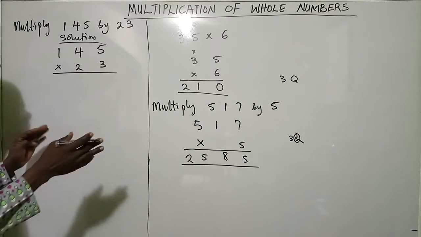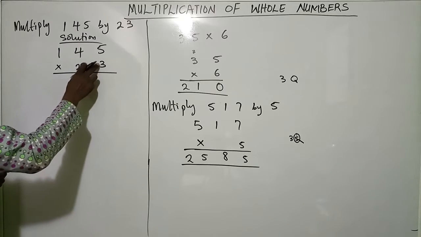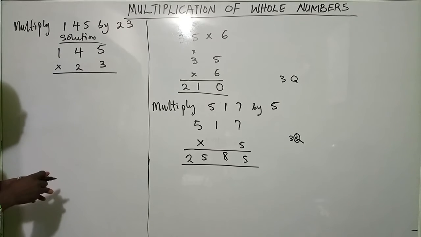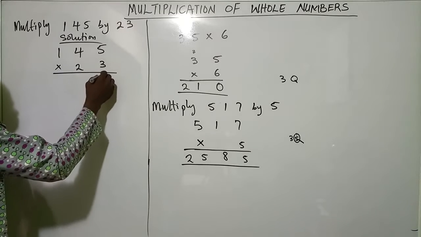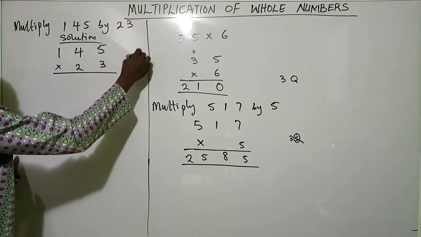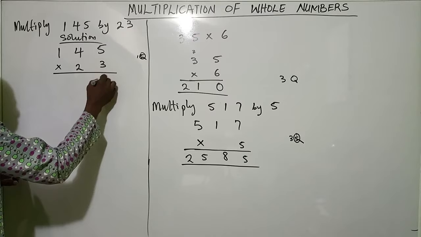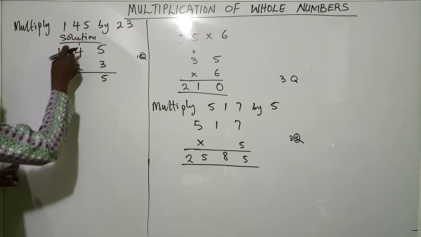Watch out and see how I'm going to arrange, because arrangement is very, very important when you are multiplying. You don't just drop your numbers anyhow. So let's start from here. This is 3 times 5. 3 times 5 is 15. So as usual, write down 5, carry 1 forward here.